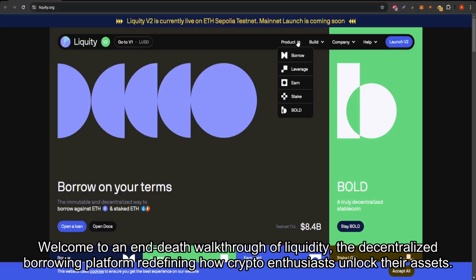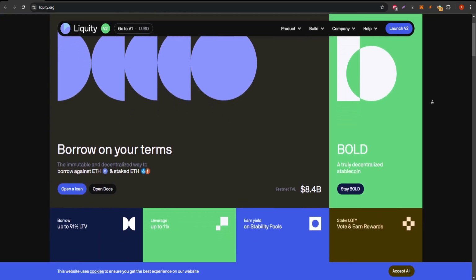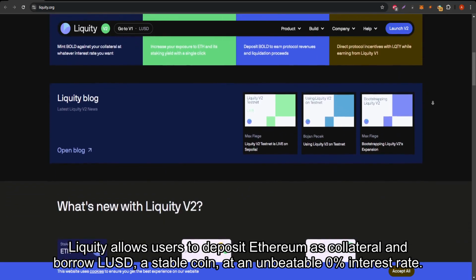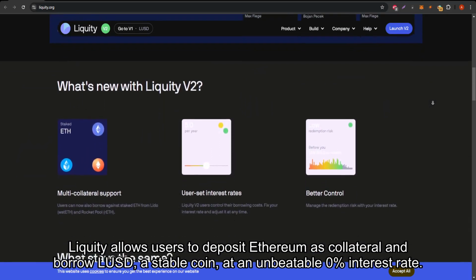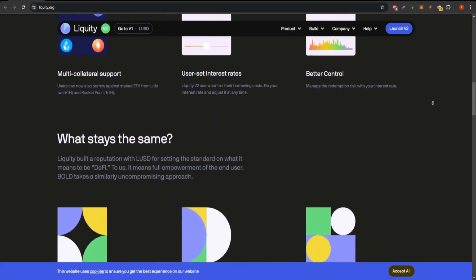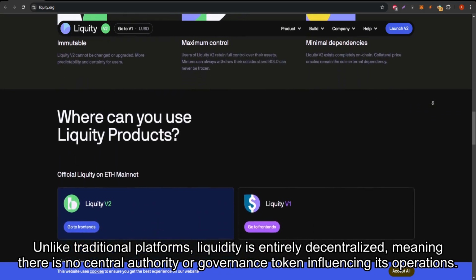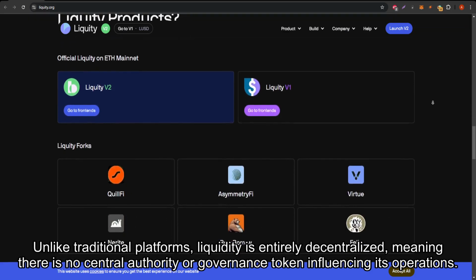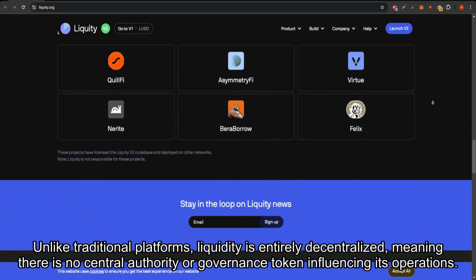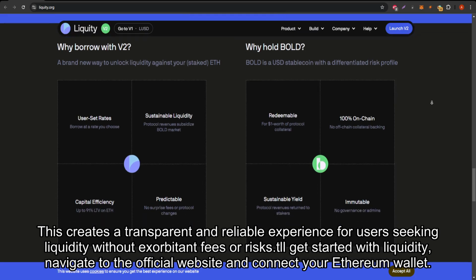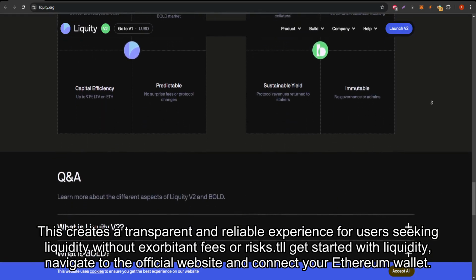Welcome to an in-depth walkthrough of Liquity, the decentralized borrowing platform redefining how crypto enthusiasts unlock their assets. Liquity allows users to deposit Ethereum as collateral and borrow LUSD, a stablecoin, at an unbeatable 0% interest rate. Unlike traditional platforms, Liquity is entirely decentralized, meaning there's no central authority or governance token influencing its operations. This creates a transparent and reliable experience for users seeking liquidity without exorbitant fees or risks.